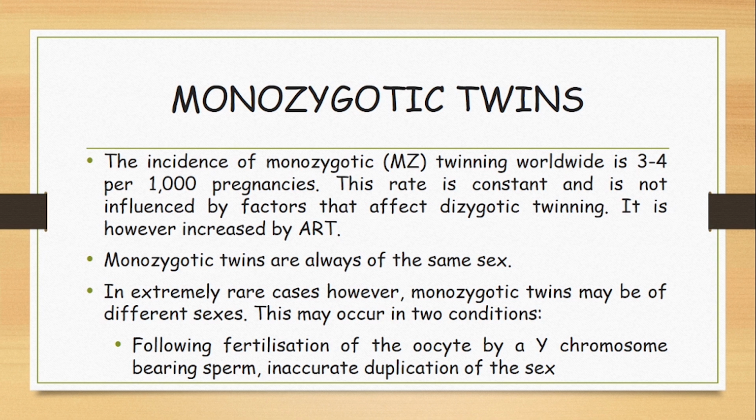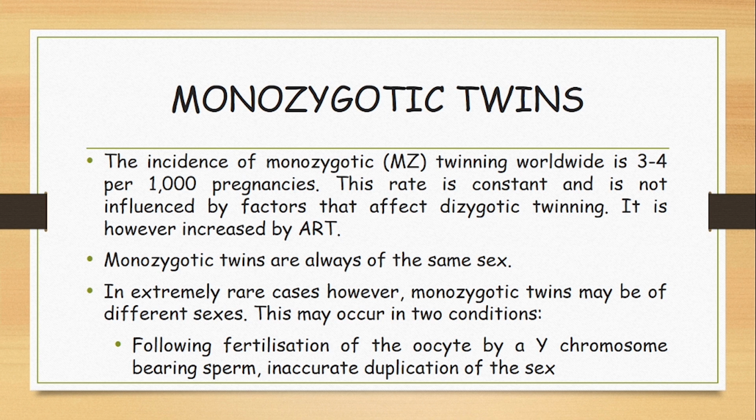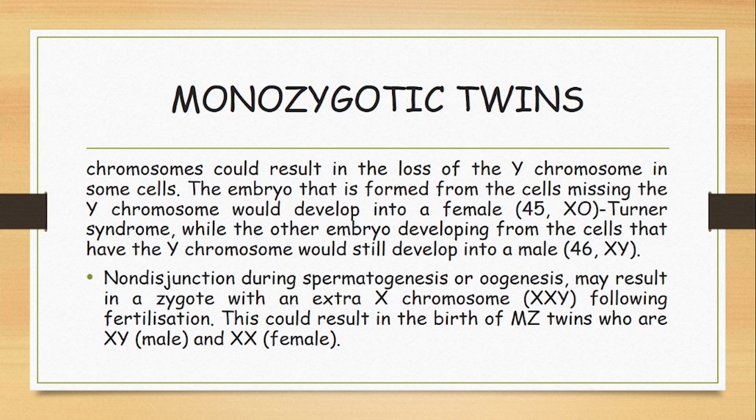Monozygotic twins are almost always of the same sex. But in certain extreme cases, monozygotic twins may be of different sexes, though these are very rare. For instance, following fertilization of the oocyte by a Y chromosome bearing sperm, inaccurate duplication of the sex chromosome could result in the loss of the Y chromosome in some cells. The embryo formed from the cells missing the Y chromosome will develop into a female, 45,XO Turner syndrome, while the other embryo developing from the cells that have the Y chromosome will still develop into a male, 46,XY.